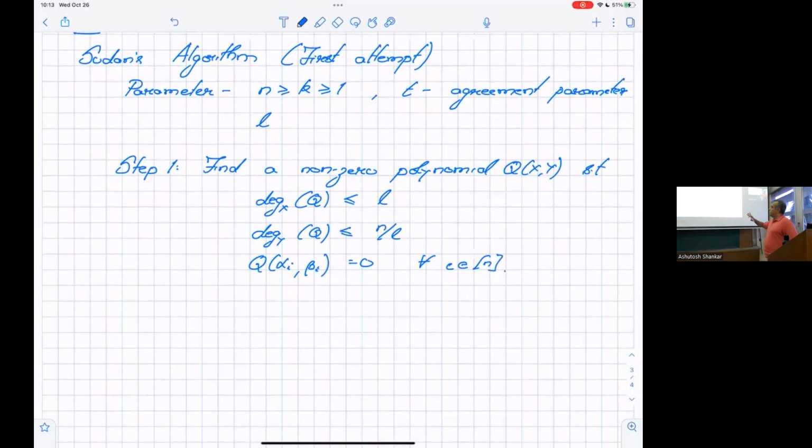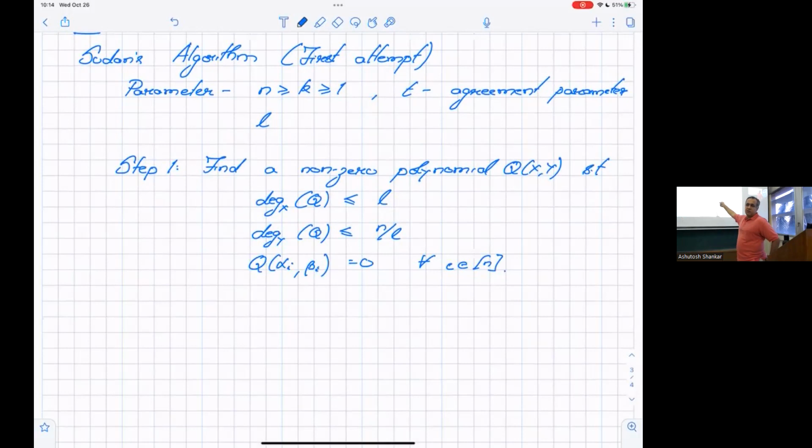So that is the algebraic explanation of the data points. Let's quickly see why I am making this choice of L. How many Qs are there? Basically you want to show that such a non-zero Q can be obtained. In other words, this is a system of equations in the coefficients of the bivariate polynomial Q. You're going to write the system of equations and solve it. For that, the number of variables should be larger than the number of equations. What's the number of variables? It's exactly the number of monomials such that the degree of x is at most L and the degree of y is at most n by L.